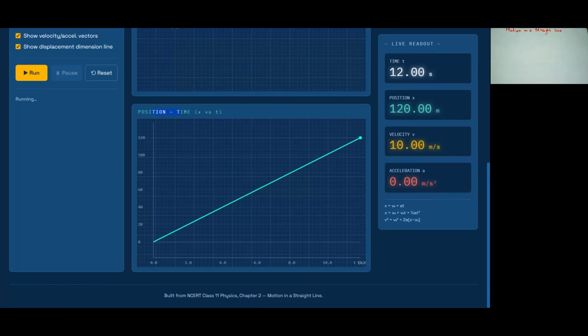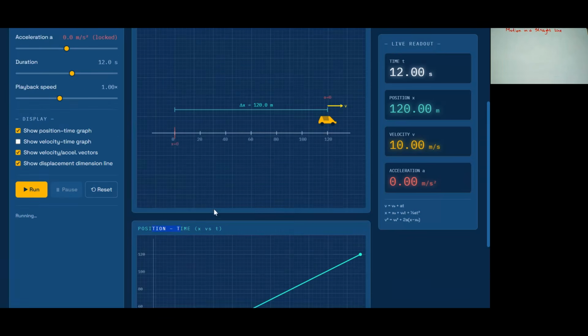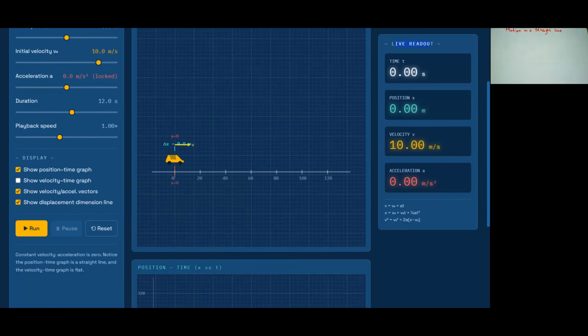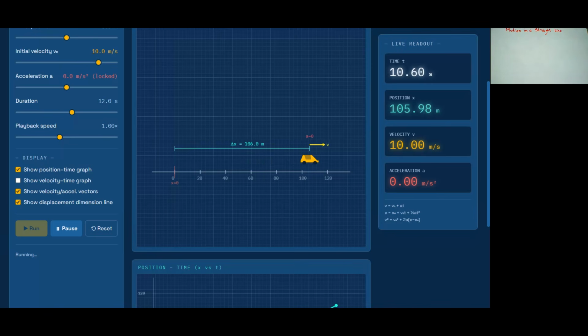Clear? Okay. Now watch the live readout data. Velocity, you can see, is only 10 as a equals 0. Only time changes, position changes. Clear? Okay, right. So time t climbs steadily, increasing. And position x also climbs with it. 10, 20, 30, 40, like that. And it reaches 120. So it climbs steadily with time.